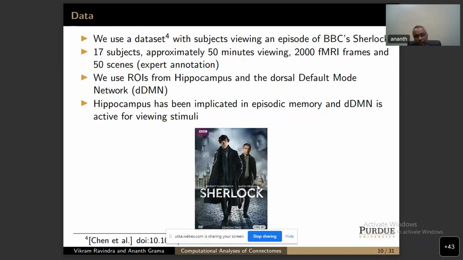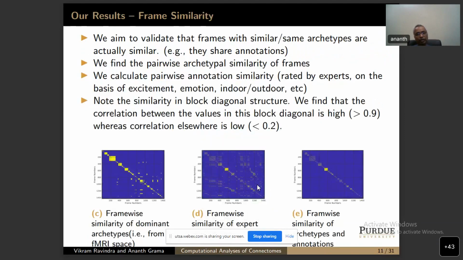This is not our annotation. This is expert annotations. We use the regions of interest from the hippocampus and the dorsal default mode network. These are also well known, and they're associated with visual processing and auditory processing. As I mentioned, the hippocampus is also implicated in episodic memory, and the dorsal default mode network is active for viewing stimuli. So we don't work with the entire brain. We only work with these regions of the brain.